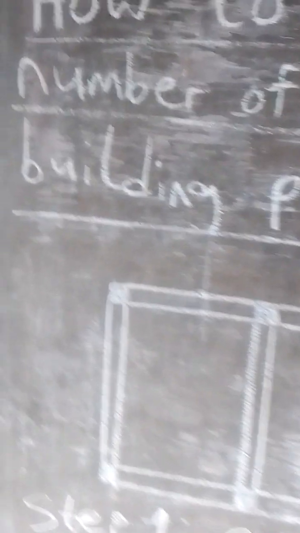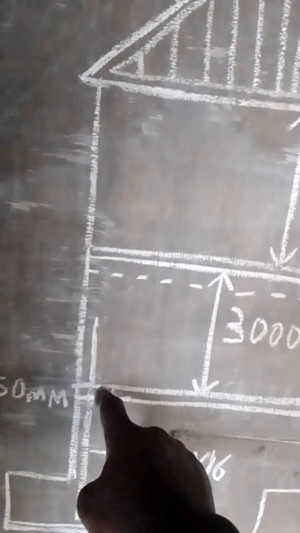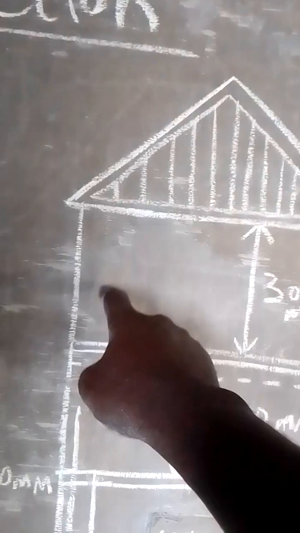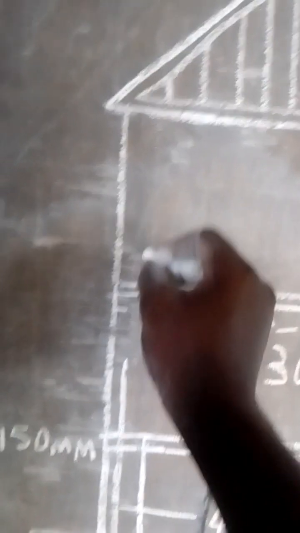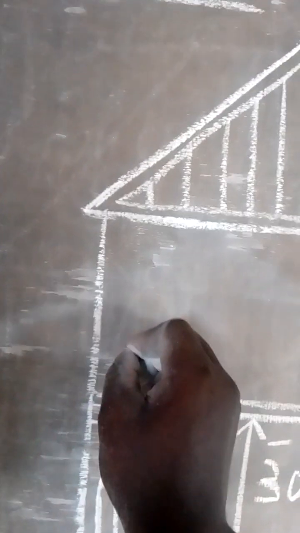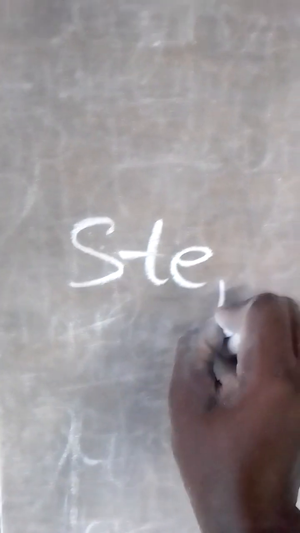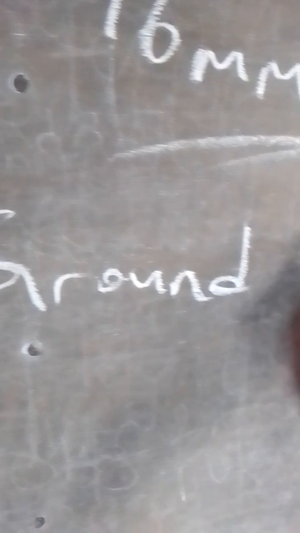Now, the next one that we are going to calculate is for the ground floor, the pillar that will be from the ground floor and project into the first floor. Look at it, the pillar will move from here and project into the first floor. Now we are going to calculate it. Remember the first thing that we did, we call it step 2. Calculate the pillars in the ground floor.